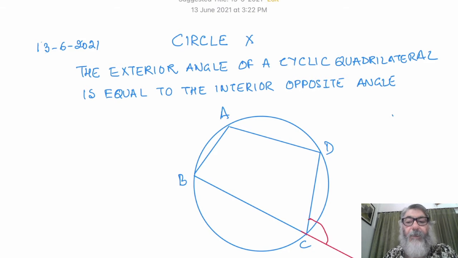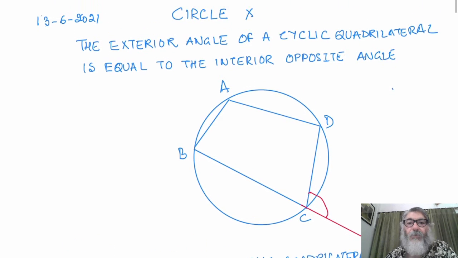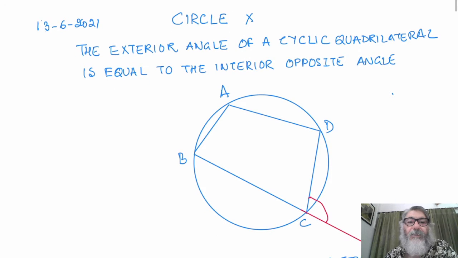Today we are going to add a fifth theorem to it, which is nothing but the extension of the last theorem. The last theorem was that the opposite angles of a cyclic quadrilateral are supplementary. Here what we are saying is that the exterior angle of a cyclic quadrilateral is equal to the interior opposite angle. Like in this figure, if you notice, ABCD is a cyclic quadrilateral.